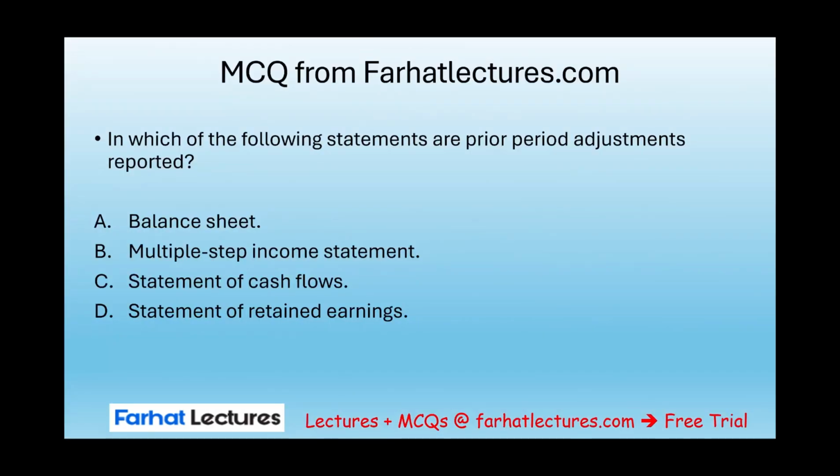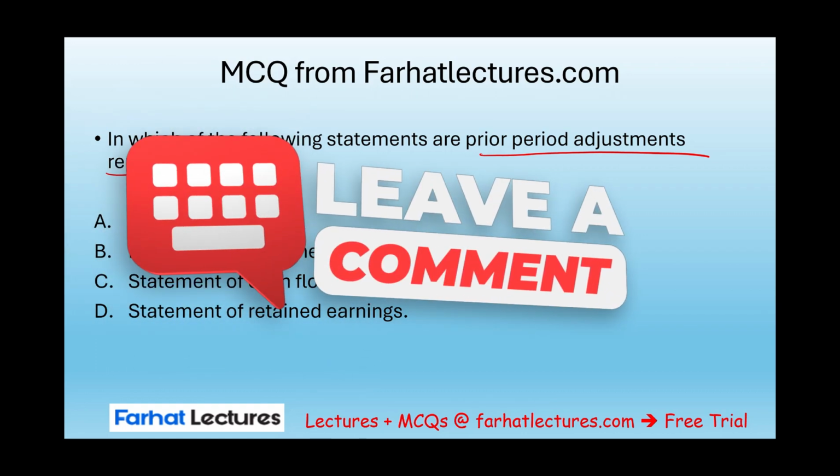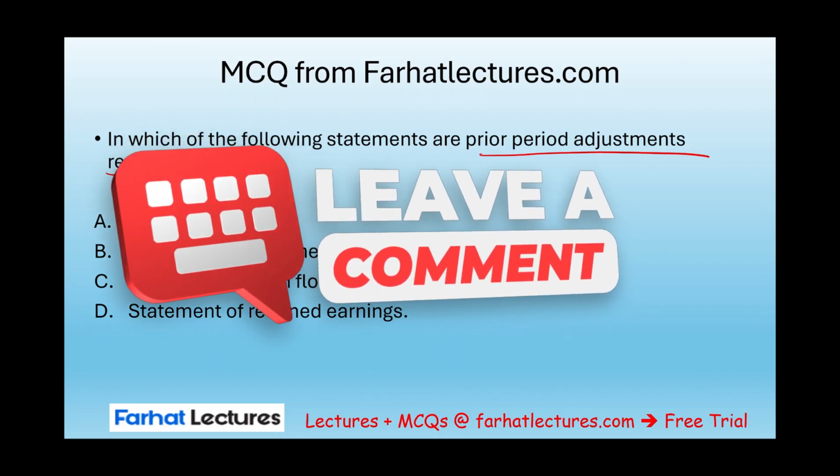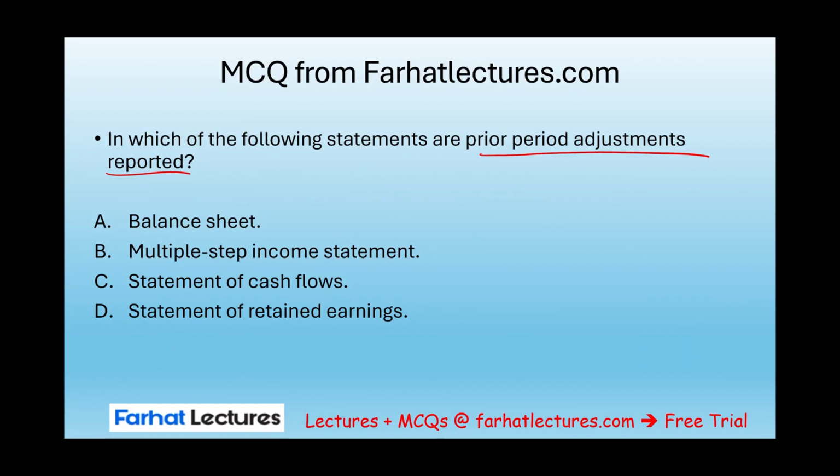Let's take a look at this multiple choice question from farhatlectures.com. In which of the following statements are prior period adjustments reported? We're looking at four options, and in one of them we include the prior period adjustment. A prior period adjustment is an adjustment that we have to make because we made a mistake of some sort. Where do we book this mistake? Is it in the balance sheet, the multiple-step income statement, the statement of cash flows, or the statement of retained earnings? The answer is, if you have any prior period adjustment, because most likely it will affect a revenue or an expense, it will be booked into retained earnings. Retained earnings is eventually a balance sheet account, but the adjustment will show in retained earnings.